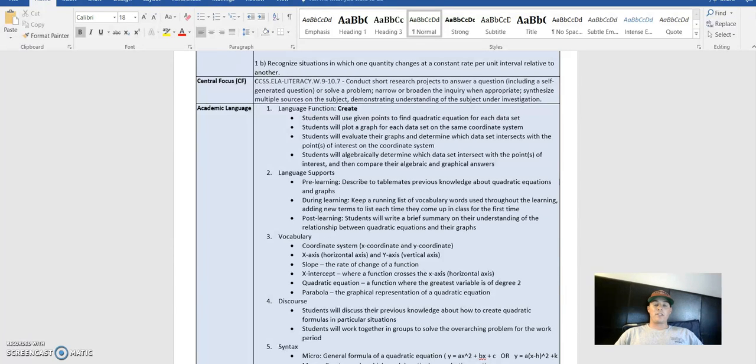So during learning, students would hopefully be keeping a list of those vocabulary words, adding to the list that they've already kept from previous classes. And then post-learning, students read a brief summary of their understanding of the relationship between quadratic equations and their graphs.